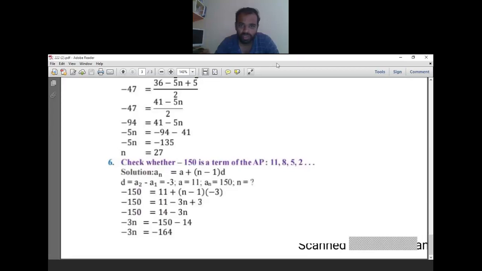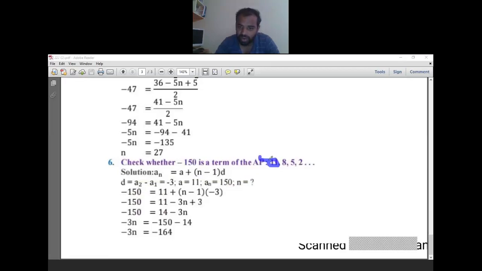Okay, another one, the sixth question, we will see it here. Here what is given: check whether minus 150 is a term of an AP or not. So how are we going to find out? Solution: an is equal to a plus n minus 1 into d. Here minus 150 is there.